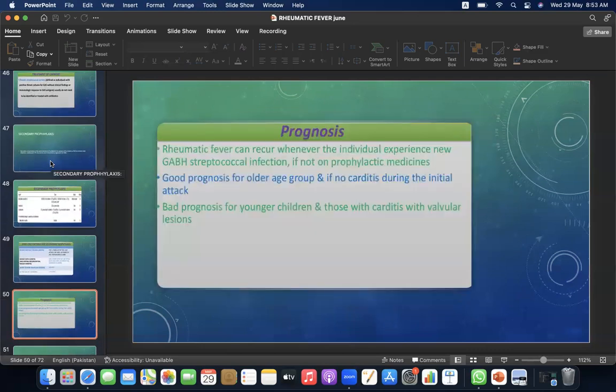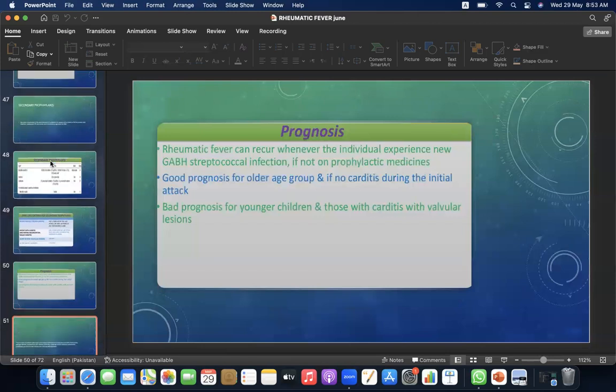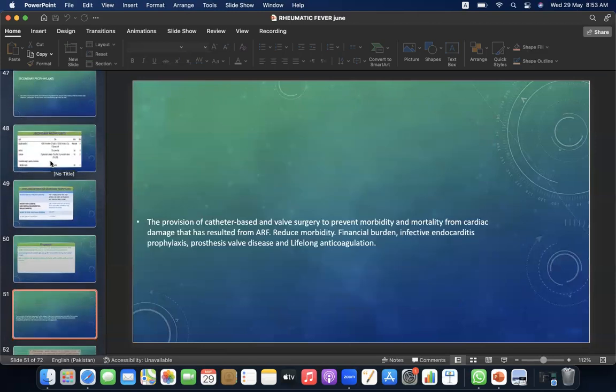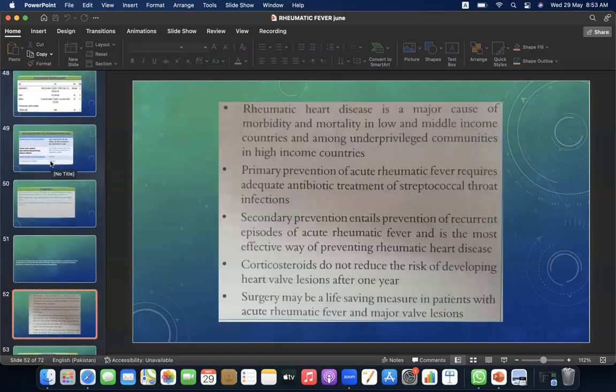Prognosis: rheumatic fever can recur whenever the individual experiences a new group A beta hemolytic streptococcus infection, if not on prophylactic medicines. Prognosis is good for the older age group if there is no carditis during the initial attack, and bad for younger children and those with carditis with valvular lesions. Catheter-based and valve surgery are provided to prevent morbidity and mortality from cardiac damage resulting from acute rheumatic fever, reducing morbidity and financial burden, with endocarditis prophylaxis, and for prosthetic valve disease, lifelong anticoagulation.